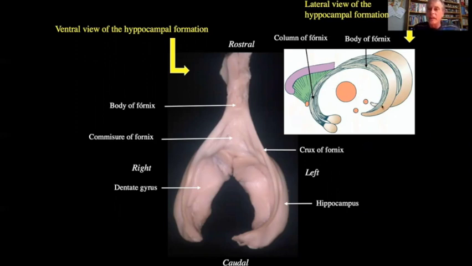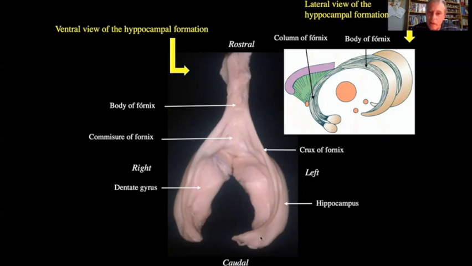So the fibers that leave the hippocampus form the crus of fornix right here, and they go up. From both fornices, some of the fibers are connected by the commissure of the fornix. Here there is a ventral view.